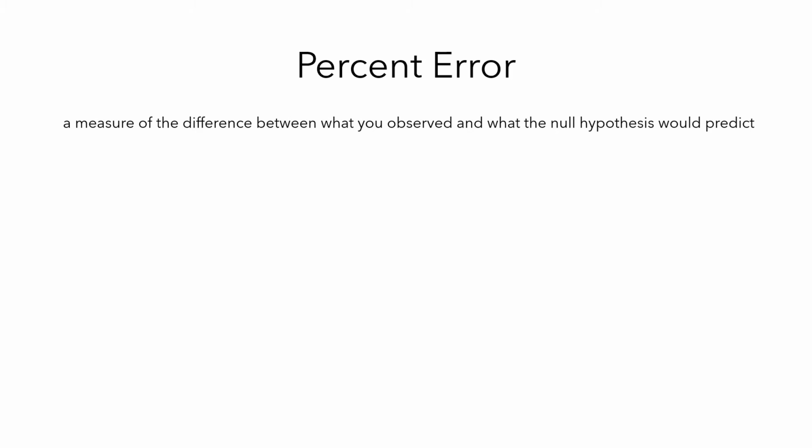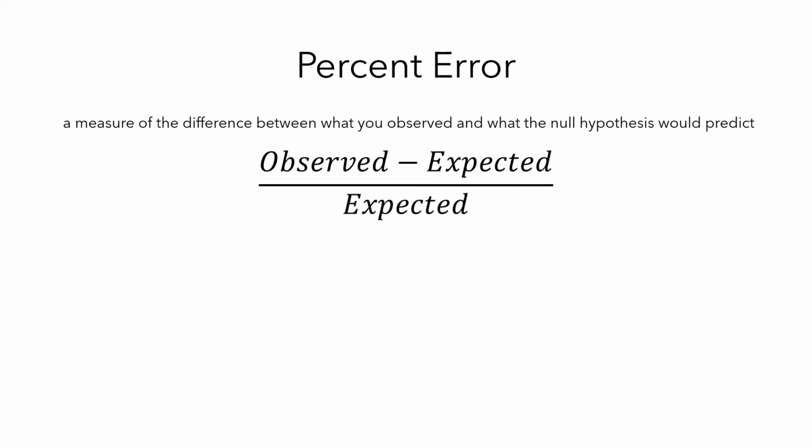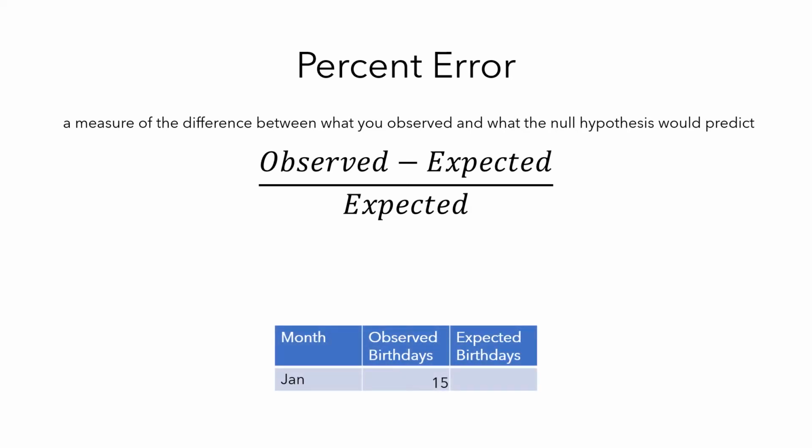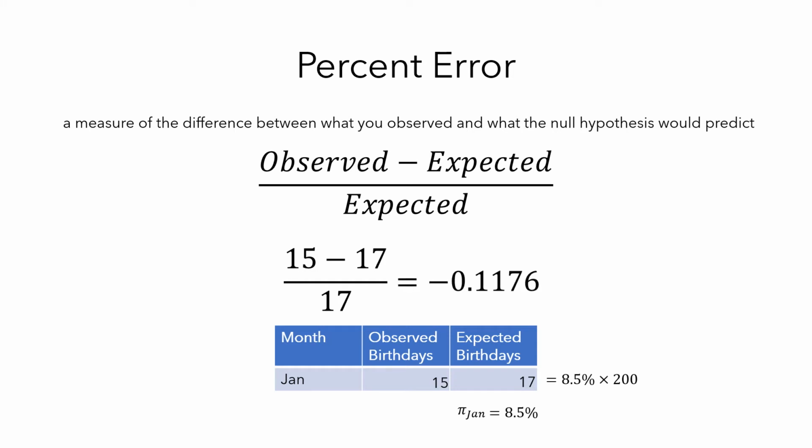First, we'll start with the idea of percent error. Percent error is a measure of the difference between what you observed and what the null hypothesis would predict. To compute percent error, you take one of the values you observed and subtract the value you would expect to get if the null hypothesis were true, and then divide by the expected value. For example, in January, we observed 15 birthdays. If the null hypothesis was true, then 8.5% of all birthdays should be in January, so we'd expect 8.5% of 200, or 17 birthdays. So the percent error for January would be 15 minus 17 divided by 17, which is negative 0.1176.